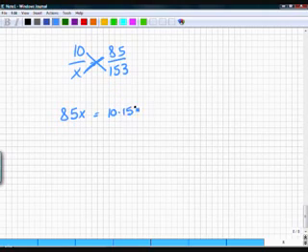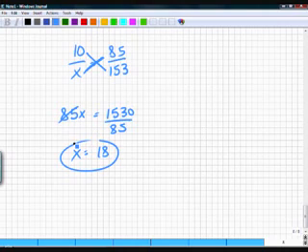10 times 153, which is, we can erase that and just put 1,530. How do I get that by itself? Divide by 85. X is, anybody? What is it? 18. Wow, did you do it in your head? That's genius.